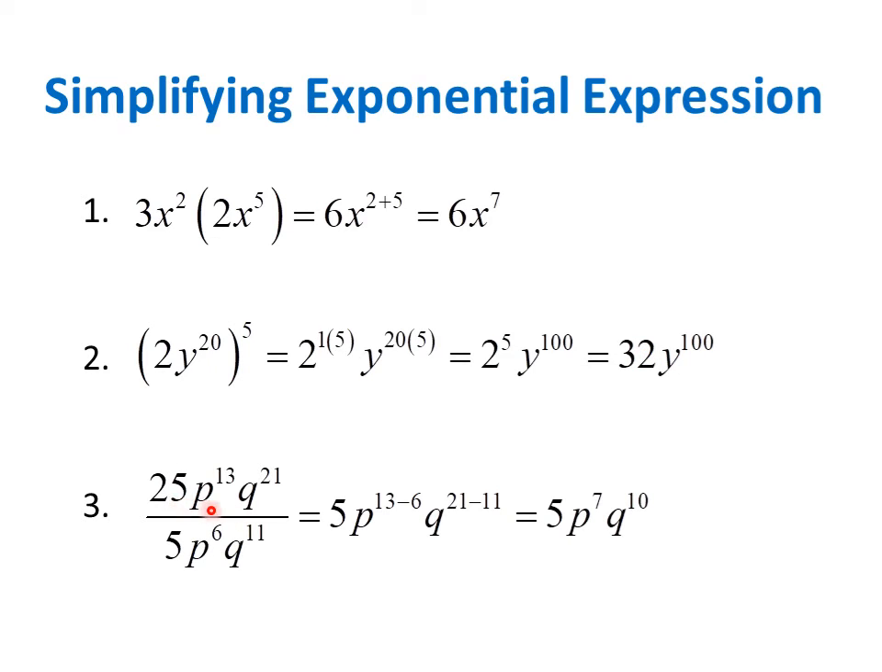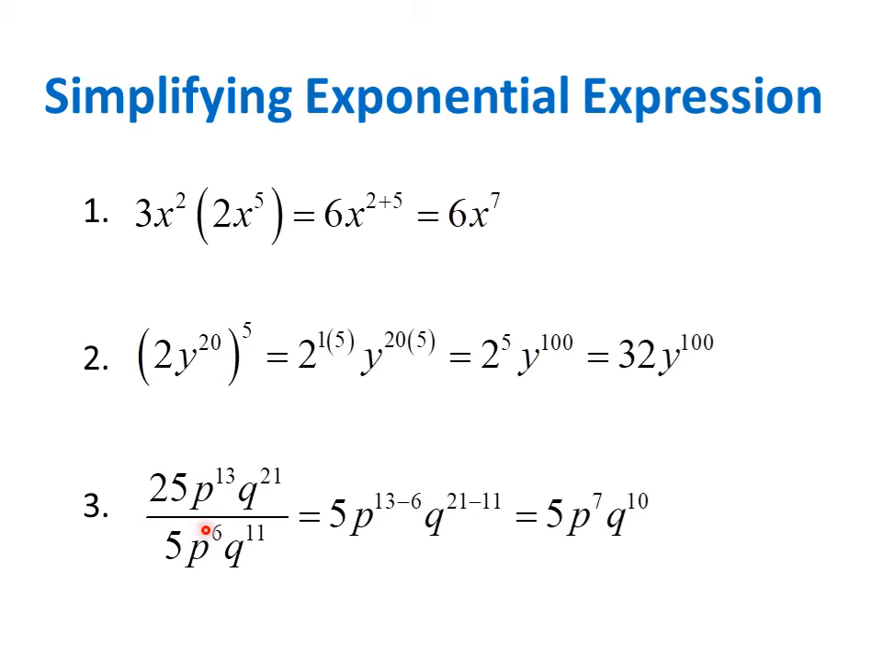Now, let's simplify this expression. 25 p to the 13 times q to the 21 divided by 5 p to the 6 q to the 11. First, let's simplify the numbers. So, 25 divided by 5 is 5. Then we have p. We can simplify the variables also because we have p in the numerator and we also have p in the denominator.